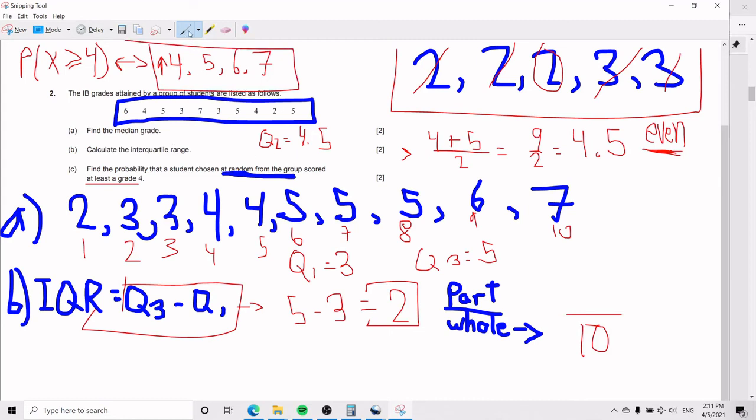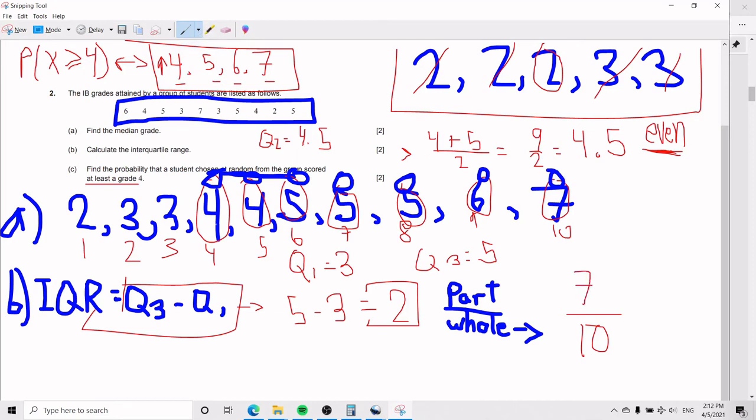And so I look at all the students that got either a 4, a 5, a 6, or a 7. I see that here's a 4, here's another 4, here's a 5, here's another 5, here's another 5, here's a 6, here's a 7. How many times did I circle? I circled once here, twice, 3 times, 4 times, 5 times, 6 times, 7 times. So my part is actually going to be 7.